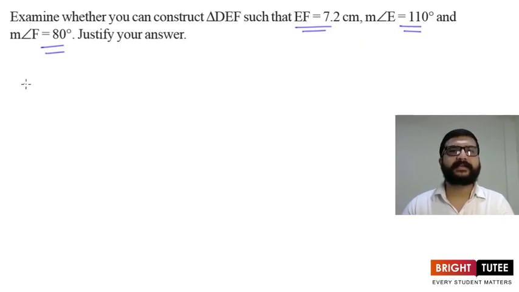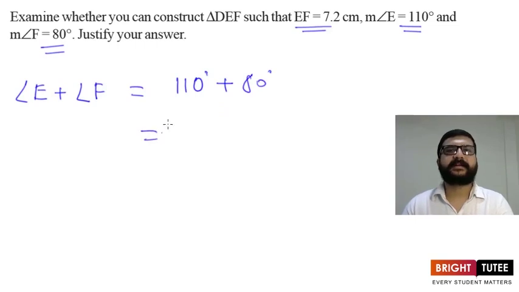Let's find the sum of these two angles first. Angle E plus angle F will be equal to 110 degrees plus 80 degrees. Now 110 plus 80 is 190 degrees. So the sum of the two angles of a triangle is 190 degrees. And if we add the third angle also, it will remain greater than 190 only. That is, it will be greater than 180 degrees only. So here the angle sum property is not satisfied. So therefore we cannot draw a triangle in which two of the angles are 110 degrees and 80 degrees respectively.